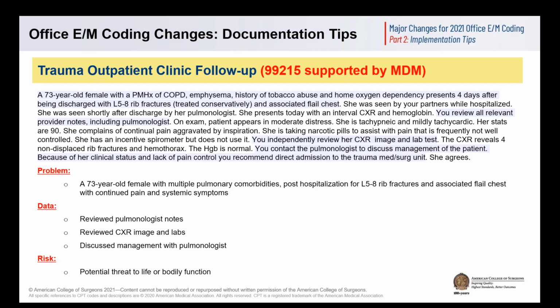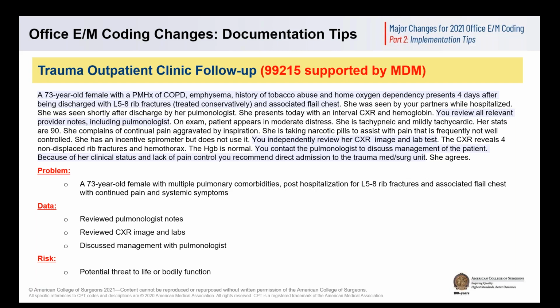You review the pulmonologist's notes and your partner's notes. On exam, the patient appears to be in moderate distress. She's tachypnic and tachycardic. She's hypoxic. She complains of continual pain aggravated by inspiration, and she's taking narcotic pills daily, and it does not control her pain well. She does have a spirometer, but does not use it. You review her chest x-ray. It reveals the flail segment and the hemothorax. The hemoglobin is normal.